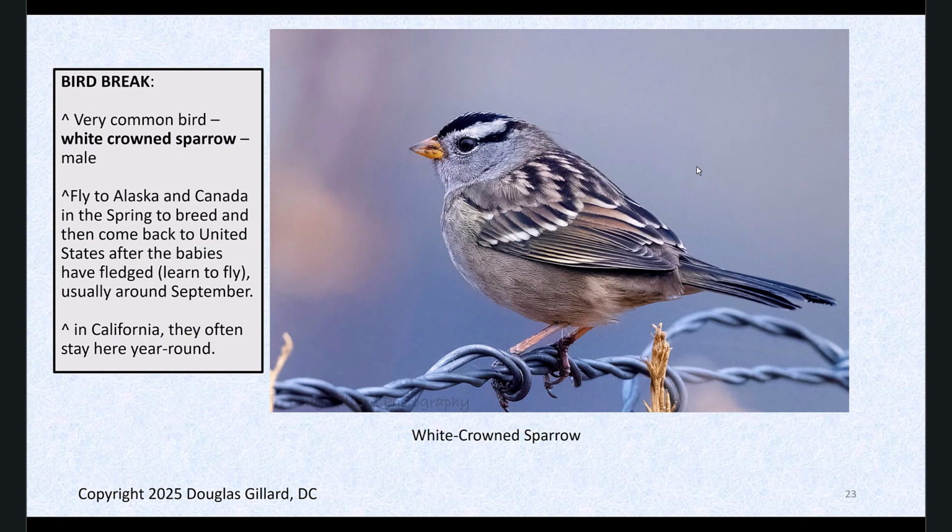Pretty cool. Bird break, our friends, the white-crowned sparrow. That's a mature one. Male and female look the same.